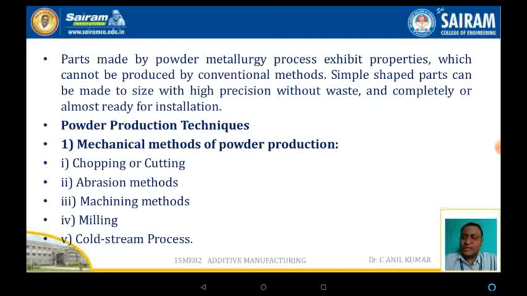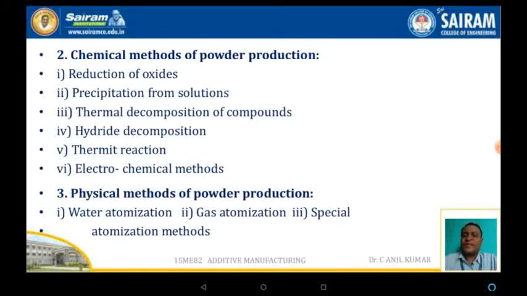The first topic we are discussing is the mechanical method of powder production. In that, there are chopping or cutting, abrasion methods, machining methods, milling methods, and cold stream process. In the chemical method of powder production, there are oxidation or reduction of oxides, precipitation from solutions, thermal decomposition of compounds, hydride decomposition, thermit reactions, and electrochemical methods. In the physical method, there are water atomization, gas atomization, and special atomization methods.